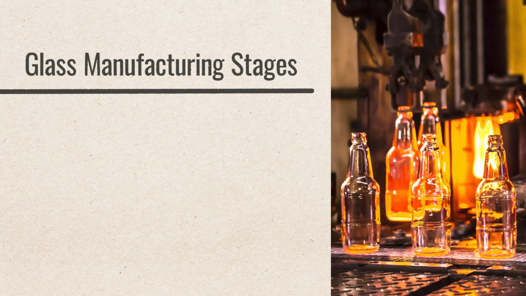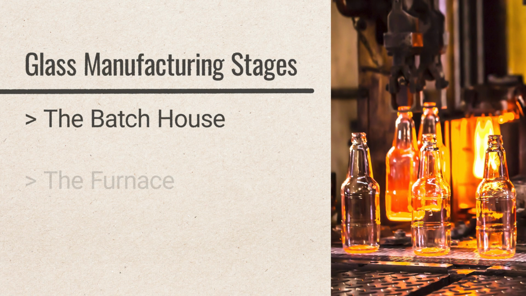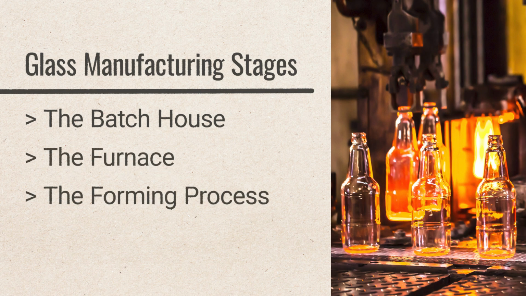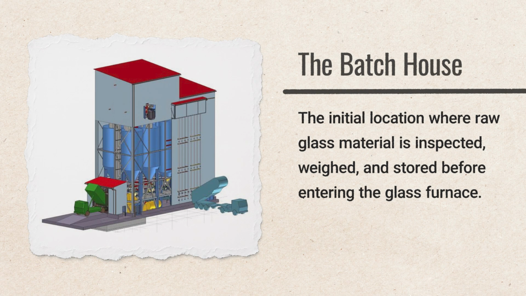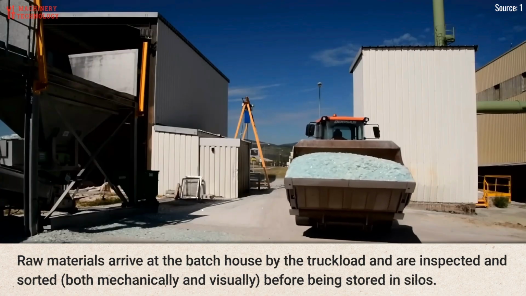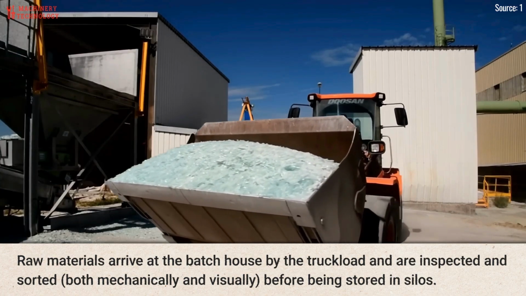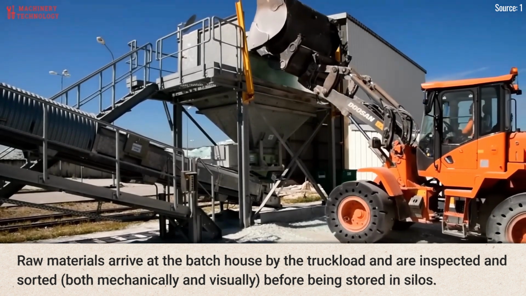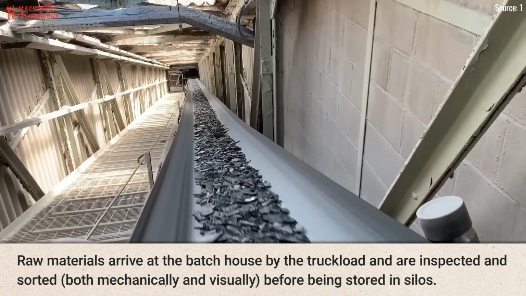The manufacturing of glass has three primary parts: the batch house and the furnace, which will be covered in this lesson, and the forming process, which will be covered in the next lesson. The batch house is the initial location where raw glass material is inspected, weighed, and stored before entering the glass furnace. Raw materials arrive at the batch house by the truckload and are inspected and sorted both mechanically and visually before being stored in silos.